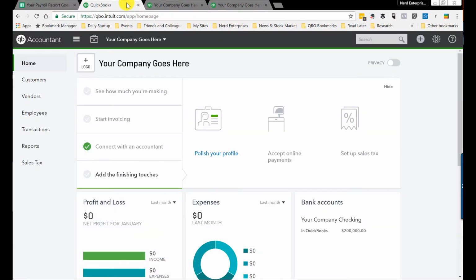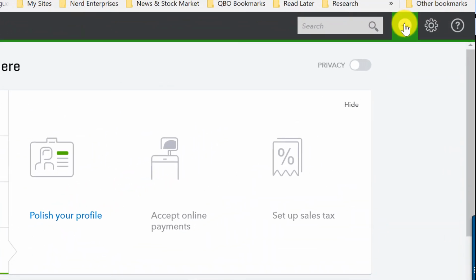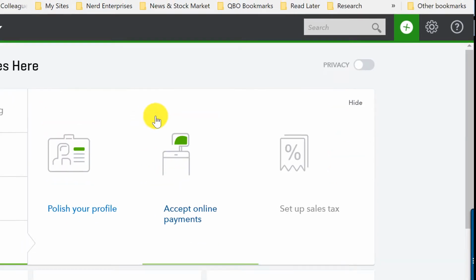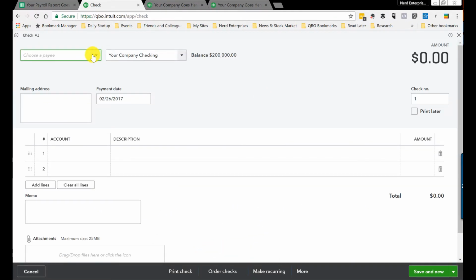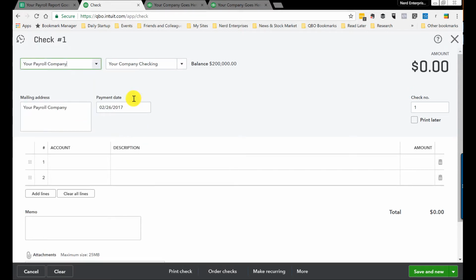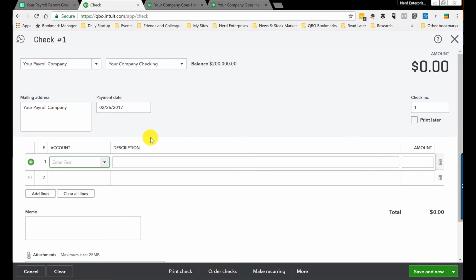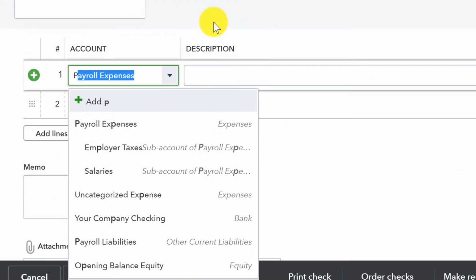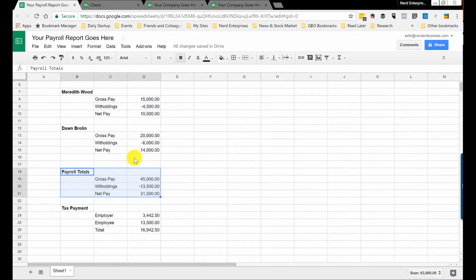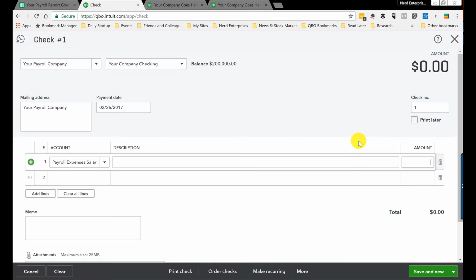So let's go over to my QuickBooks company and let's record that first part of the payroll entry. It's real simple. I'll record an expense or a check, right? And the payee would probably be the payroll company, which I didn't prepare ahead of time and add in, so we'll quickly add that as a vendor. All right, and then down below, we have payroll expenses, and then I have salaries within that. And let's see what the total was. So total gross payroll, $45,000.